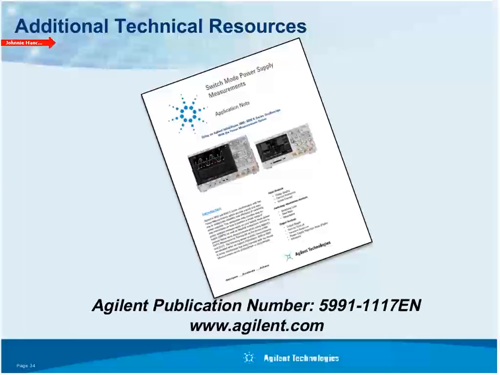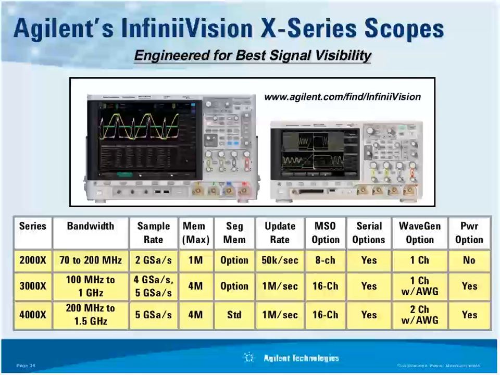As far as technical resources go, I've just highlighted one application note that we have available. It goes into more depth on the issues that we've talked about today. This is the Agilent publication number. You could jot this down right now, and then if you go to agilent.com, there's a search box in the upper right. Enter that number, and this particular app note should pop up, and then you could download it, print it out, and read it. Also, at the conclusion of this webinar, there is going to be a follow-up email going to you, and there will be a link that will take you directly to this particular app note.